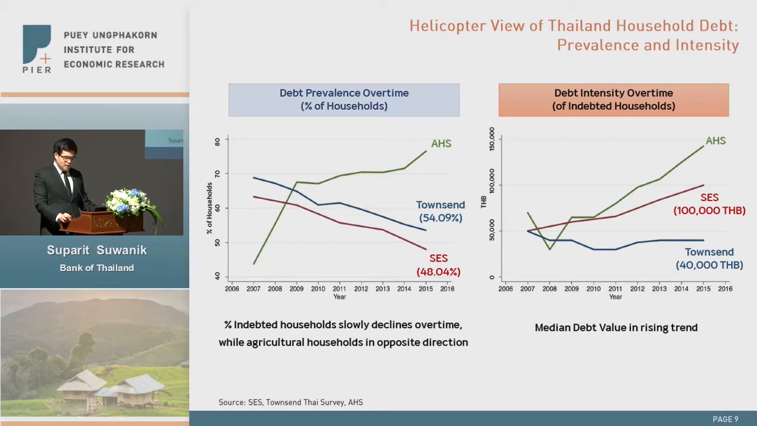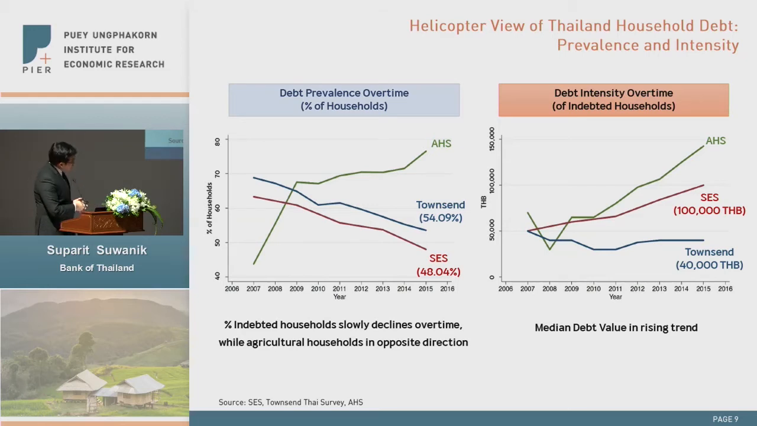So let's begin with the helicopter view of Thailand household debt by looking at prevalence and intensity. To clarify, prevalence means the percentage of indebted households out of the total population, and intensity means the debt value of each indebted household.